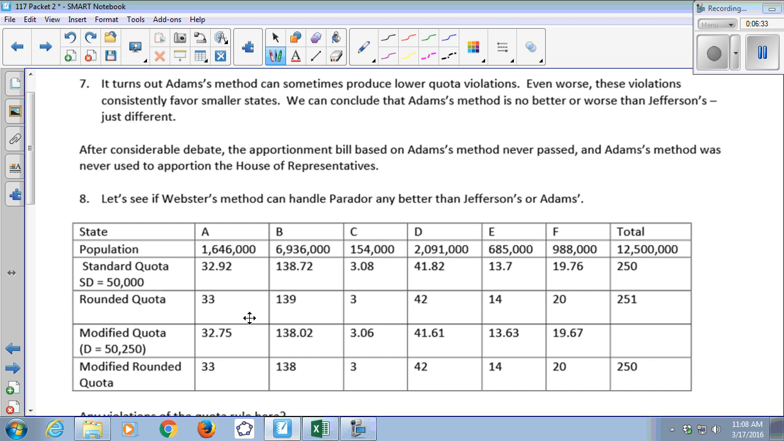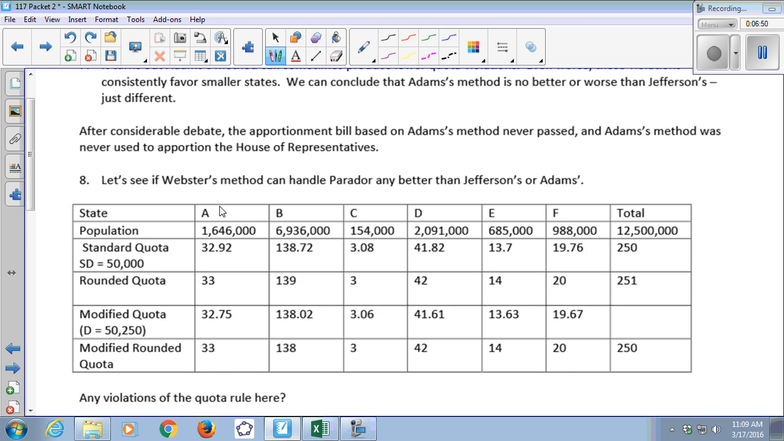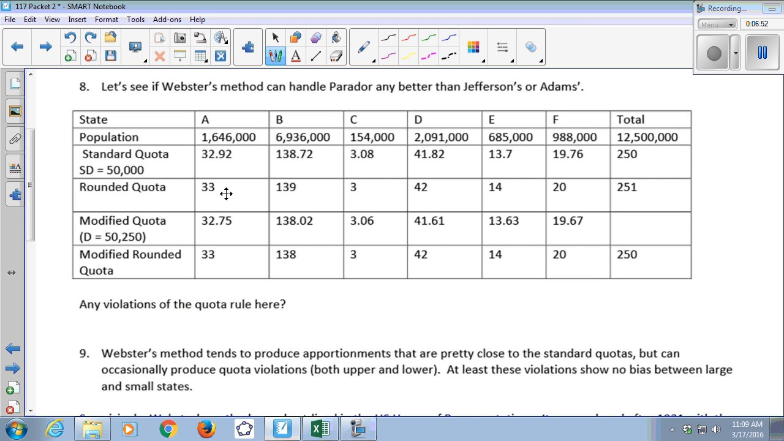So our conclusion is that Adams' method is no better or worse than Jefferson's. It's just biased in a different way. So after considerable debate, the apportionment bill based on Adams' method never passed. So Adams' method was proposed, but then never actually used to apportion the House of Representatives. So let's see if Webster's method is any better here.